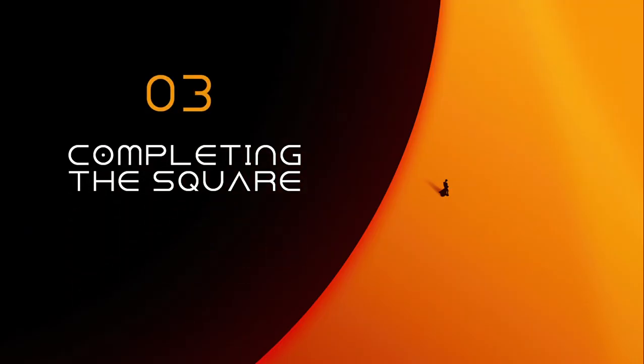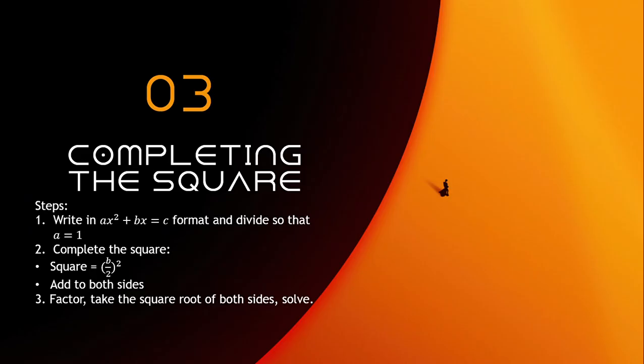Now, let's proceed to the third method. The third method is completing the square. In this method, these are the following steps. First step is write in this format: ax squared plus bx is equal to c. And then the value of a should always be 1. So if ever it becomes 2, 3, or any number that is not 1, you need to divide so that it becomes 1.